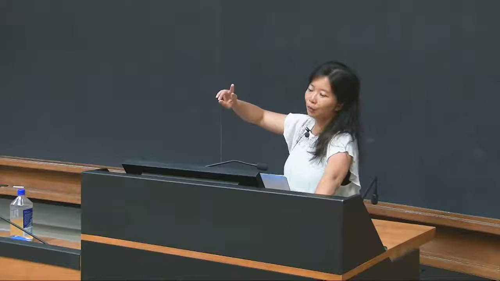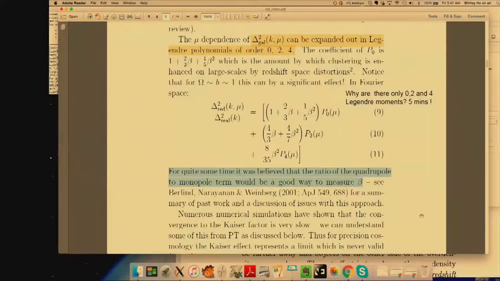So since you guys are discussing, I want to pose a second question, which comes up very quickly. For a very long time, it was believed that the ratio of the quadrupole to the monopole is the best way to measure beta. But we discovered it's not. Do you have a guess why that's the case? For a very, very long time, people just tried to measure the quadrupole moment of the clustering of the galaxy field relative to the monopole. And you get the growth factor, which is beta.